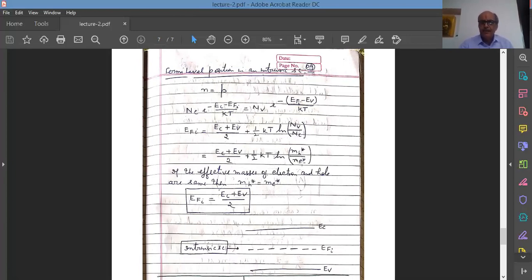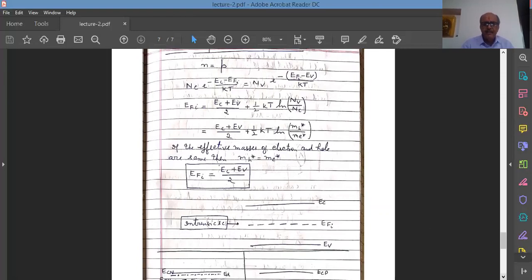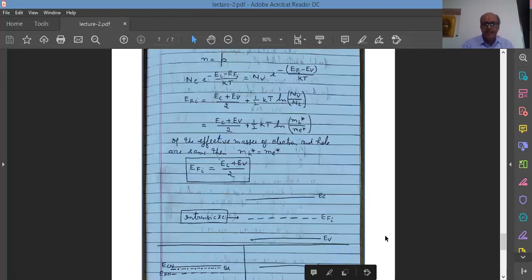And if we take a simple assumption that the effective masses of electrons and holes are the same, so this term now becomes 1 and the log of 1 is 0, and therefore E_Fi will be equal to (E_C plus E_V) divided by 2. So this gives us a very important result that in the case of an intrinsic semiconductor, the Fermi level lies midway of the forbidden band.